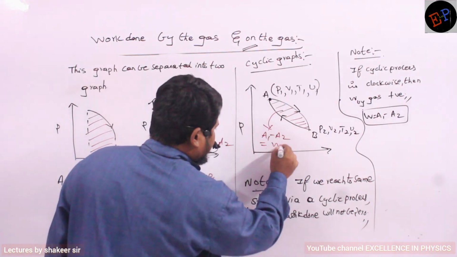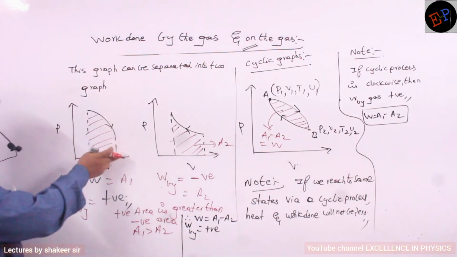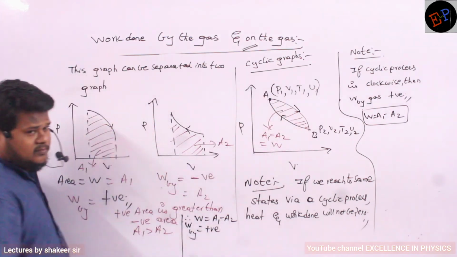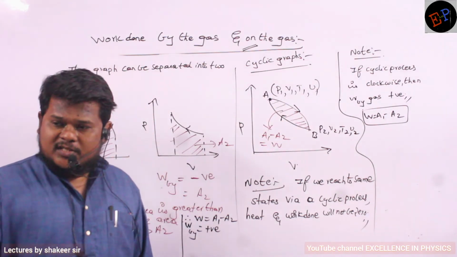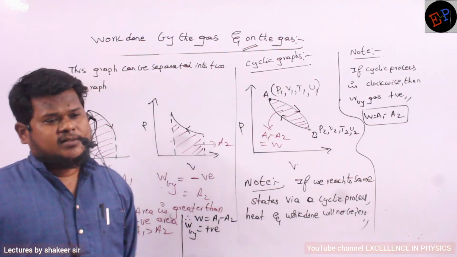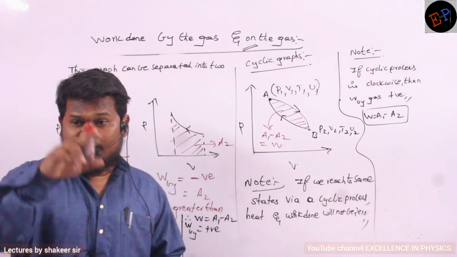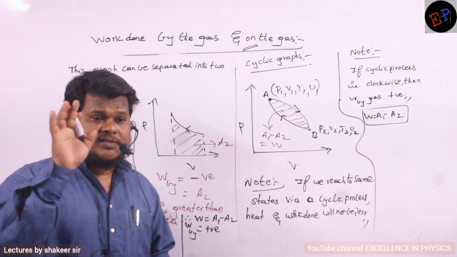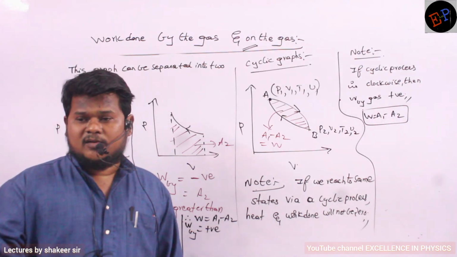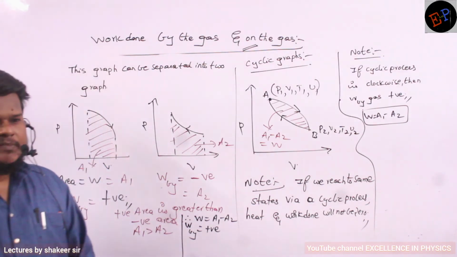And this is nothing but the final work done. From this total area, if you remove this area, the remaining area is this only. So if you take the area enclosed under the cyclic graph, that area is nothing but the final work done. It may be positive, it may be negative. If it is a cyclic graph in the clockwise direction, work done by the gas is positive. If it is a cyclic graph in the anti-clockwise direction, then work done by the gas is negative. That's it.